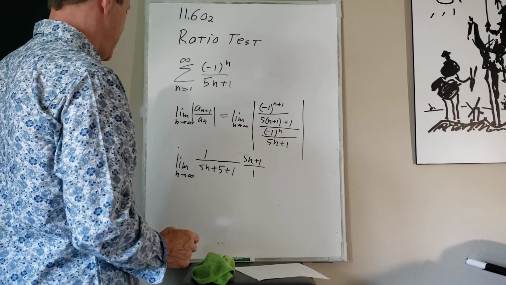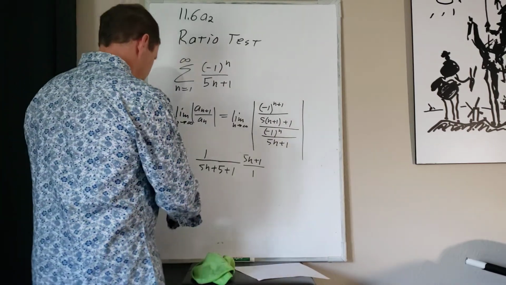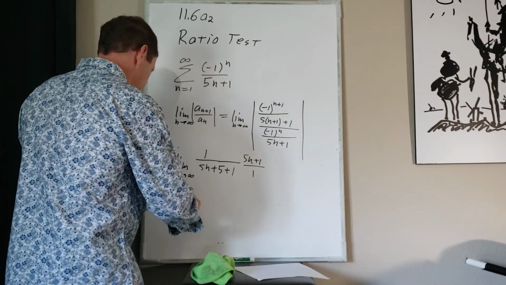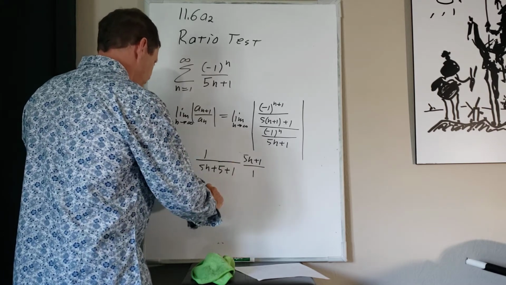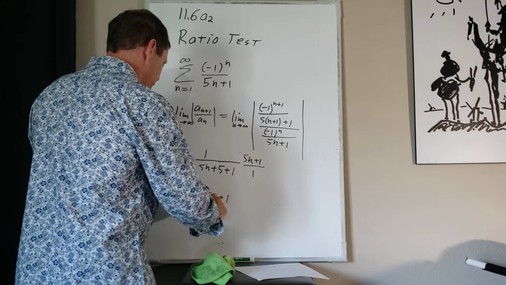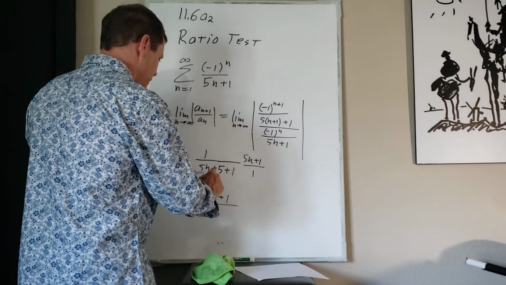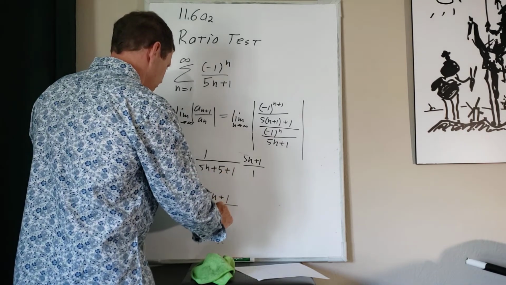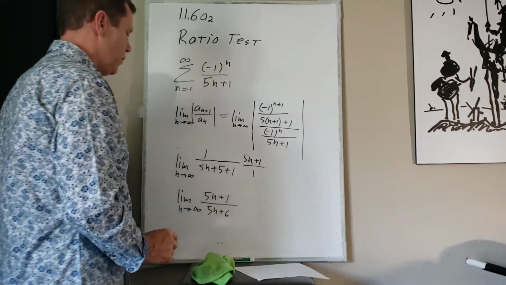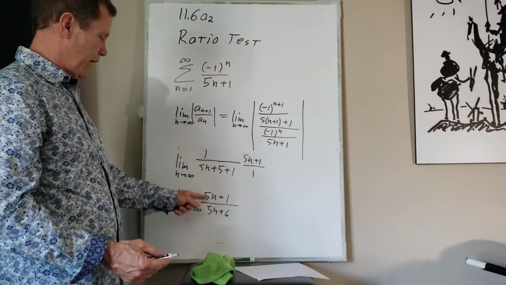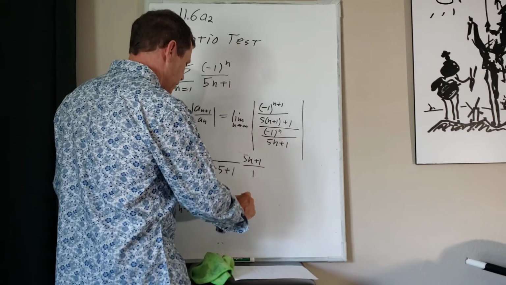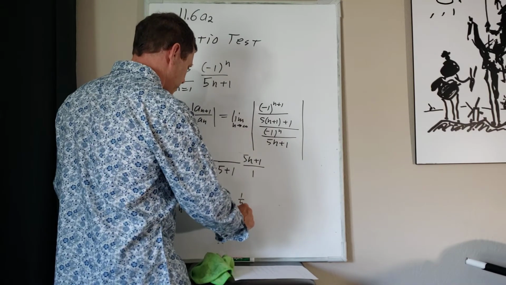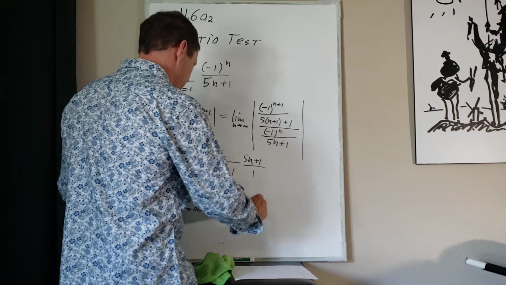Okay, now let's look at this one more time. So that's going to be a limit as n goes to infinity of 5n plus 1 over 5n plus 6. Where do you think this is going to go? This guy's going to go to 1, but let's go ahead and be meticulous. So I multiply top and bottom by 1 over n. And when I do that, I'm going to get the limit.